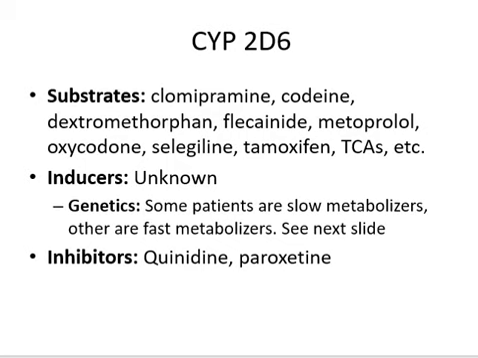But we do see a really important genetic component to this. We've identified some patients that are just slow metabolizers of this drug. We've also identified other patients who are fast metabolizers. But that doesn't mean that the activity of this enzyme was turned on or off because of another co-administered drug. This was because we've actually identified patients who have polymorphisms, and this will be discussed in the next couple of slides.